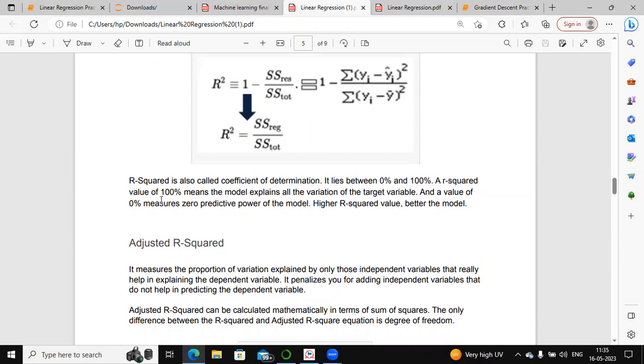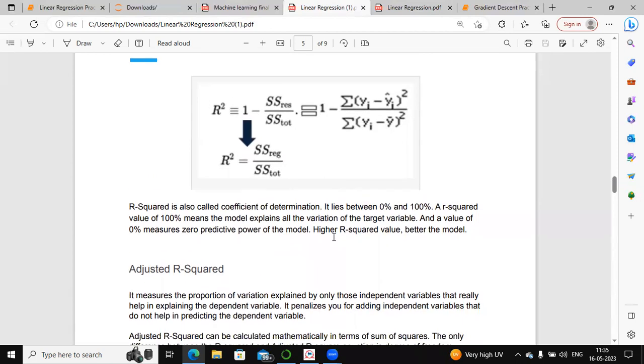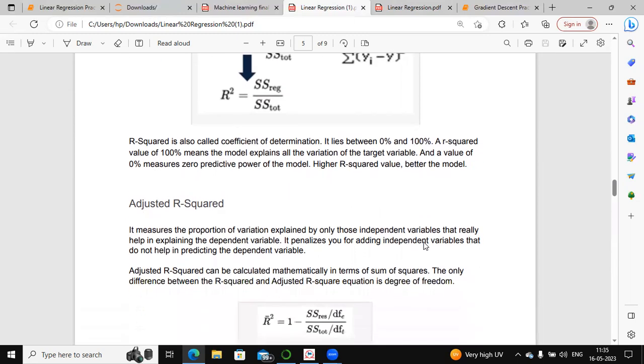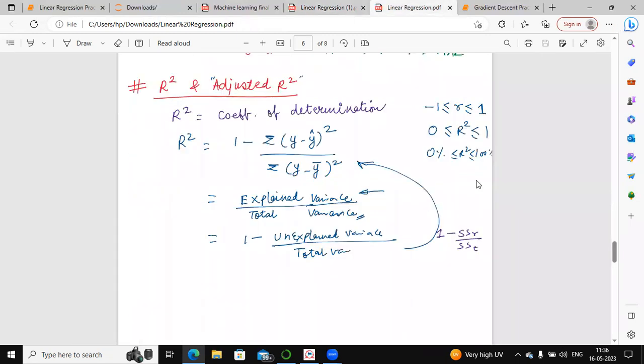An R squared value of 100% means the model explained all the variation of the target variable, and a value of 0% means zero predictive power of the model. Okay. So R square should be as high as possible, because the higher the value, the more the variation in the target variable is explained by the independent variables. The predictive power of the model is explained based on the R square. Higher R square, better the model. This is about R square.